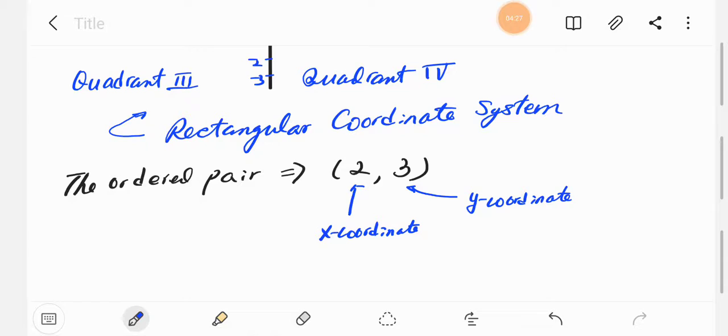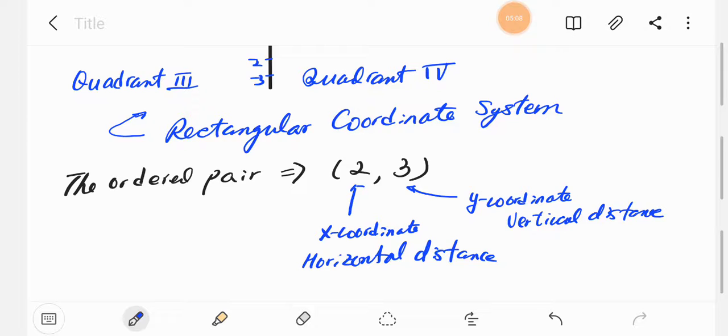The x coordinate means the point is 2 units away from the center horizontally. The second number, the y coordinate, means the point is 3 units away from 0 vertically. So this will be the horizontal distance from 0. And the y coordinate is the vertical distance from 0.